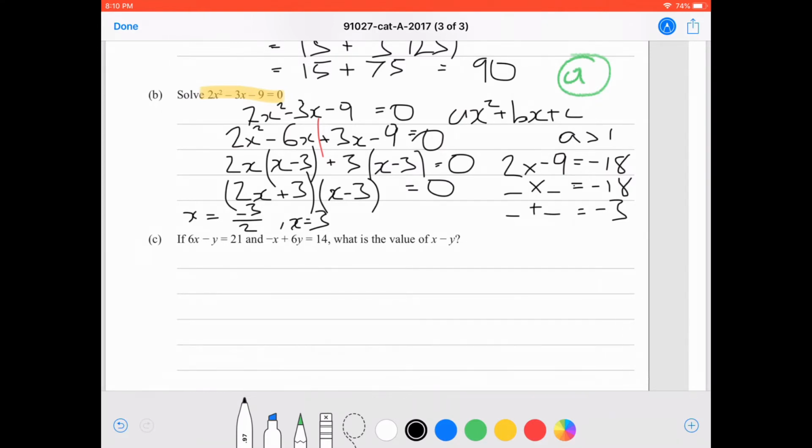Okay? And these two solutions, negative 3 over 2 or 3, gets you the merit grade here. You're achieved factorizing the quadratic. So basically anywhere before your final answers. Factorising, maybe here, probably closer to here, gets you the achieved. Okay, let's keep going.